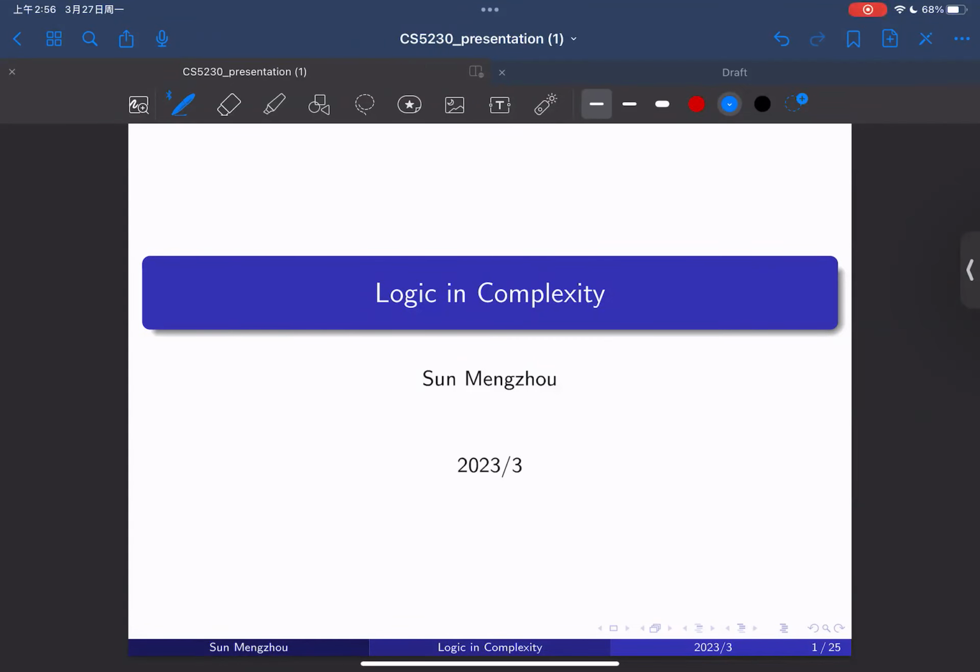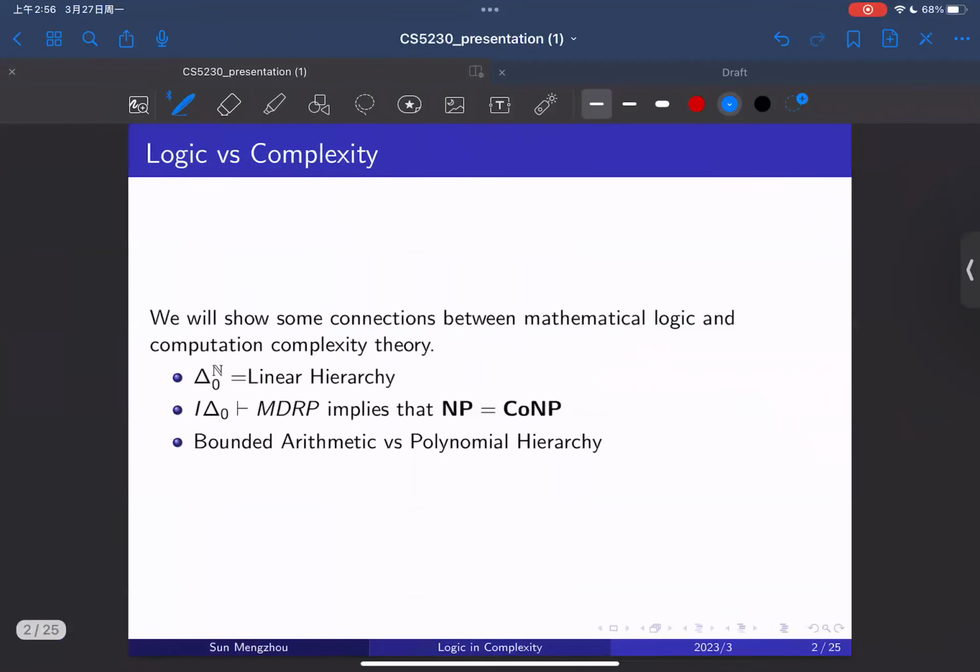So today my presentation topic will be logic in complexity series. Actually, there are lots of connections between mathematical logic and computational complexity theory, especially arithmetic and complexity theory. So we shall present three theorems about this.